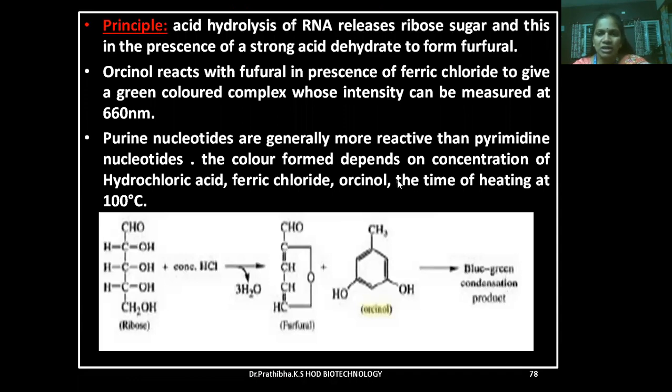Purine nucleotides are generally more reactive than pyrimidine nucleotides. The color formed depends on concentration of hydrochloric acid, ferric chloride, orcinol, and the time of heating at 100 degrees Celsius. We are giving water bath incubation for 20 minutes. Ribose reacts with concentrated HCl, and furfural will form. Then this will in turn react with the orcinol, which gives rise to a blue-green colored condensed product.